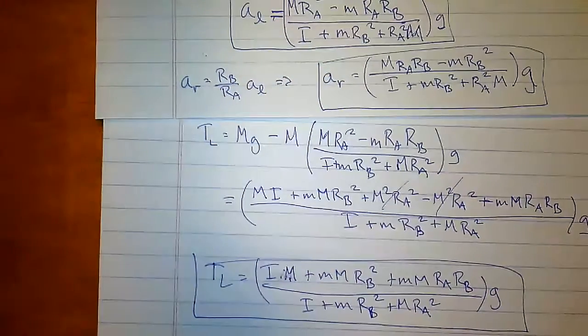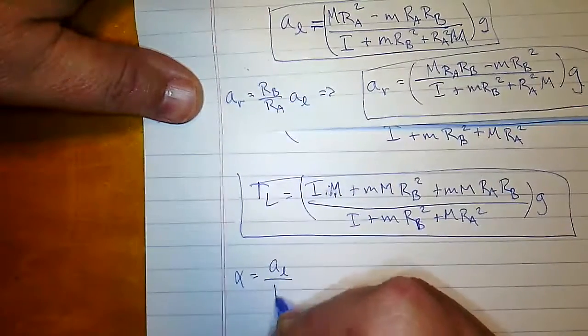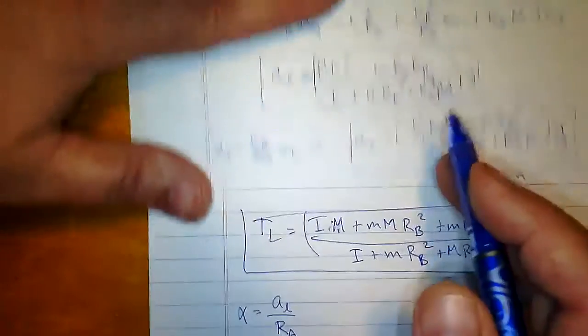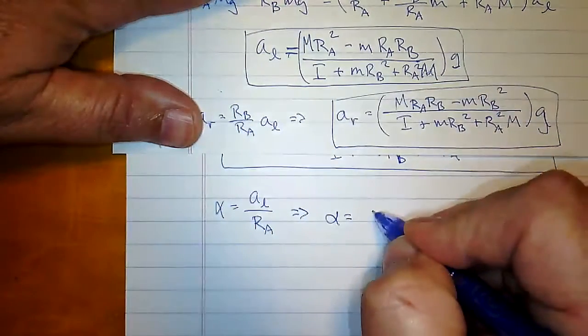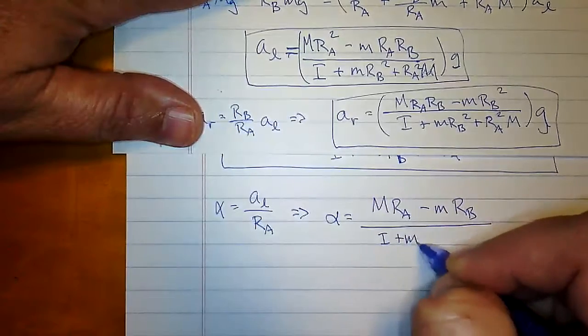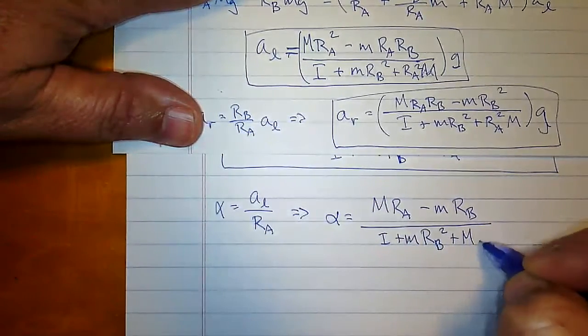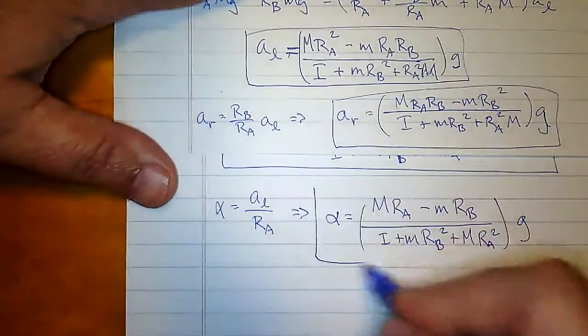Now I've solved for just about everything. The only thing I really have left is, of course, the alpha. And the alpha is easy peasy because we know that alpha is just a_L over R, for instance. We can go back and say alpha is equal to a_L over R_A. Well, if I look at a_L as I have here, dividing that by R_A, I'll get m R_A minus m R_B over I plus m R_B squared plus big M R_A squared, all that times g. And that's it. That's how you solve this particular problem. And those are all your answers.